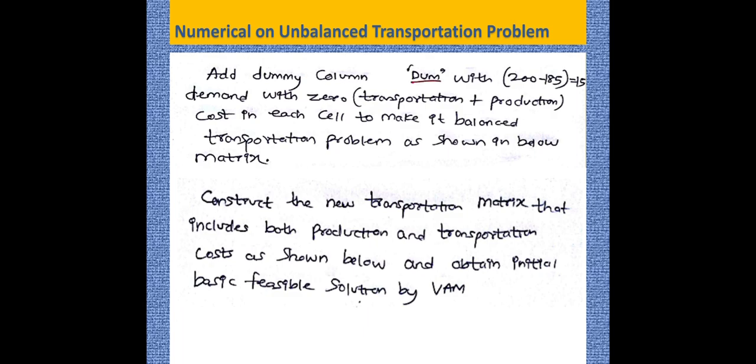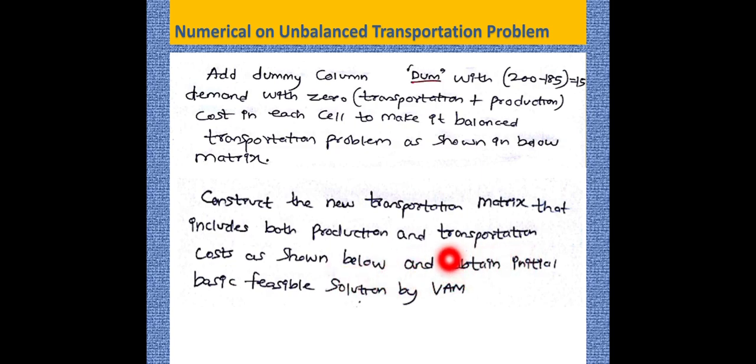So first we need to convert it into a balanced transportation problem. To do that, we need to add a dummy column, which I denote as dummy, with 200 minus 185 is equal to 15 demand units, with 0 transportation plus production cost in each cell, to make it a balanced transportation problem as shown in the matrix below. So now we need to construct the new transportation matrix that includes both production and transportation cost as shown below, and obtain the initial basic feasible solution by the WAM method.